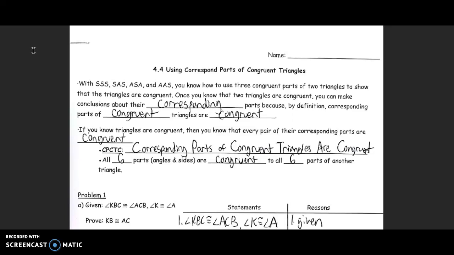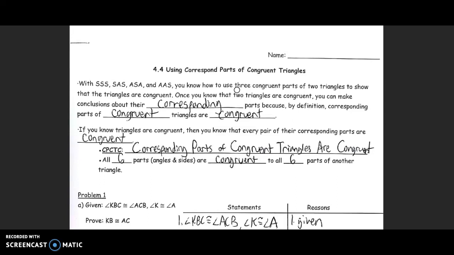In section 4.4, we're keeping the focus on triangle proofs, except we're adding in one little piece that we haven't seen before, and that's corresponding parts of congruent triangles. So with the theorems we've seen so far, side-side-side, side-angle-side, angle-side-angle, angle-angle-side, we know that we could use three congruent parts of two triangles to show that two triangles match. And once we know that those two triangles are congruent, this is our extra step.